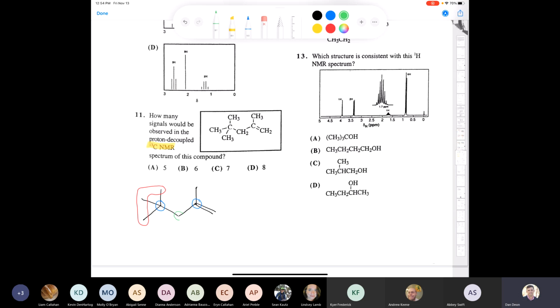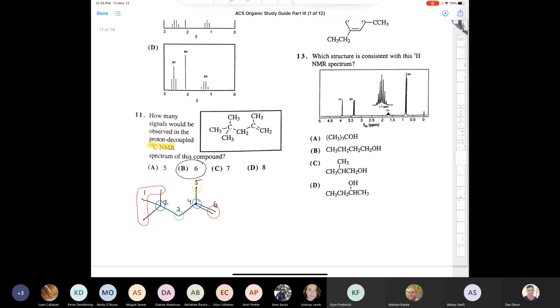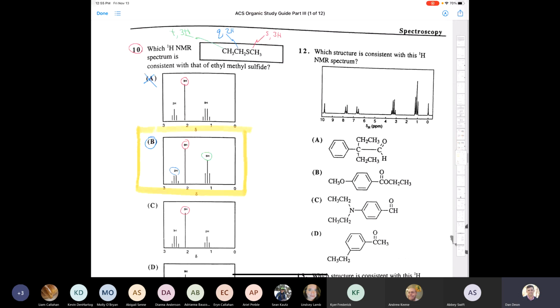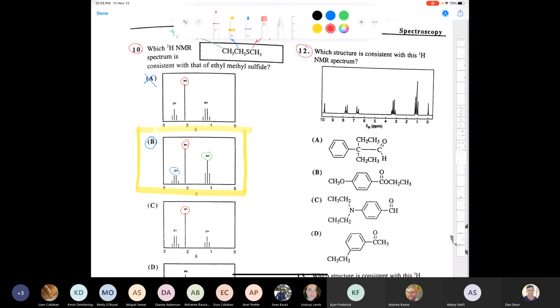This is the only CH2 in the molecule here. Then we have a methyl group all by itself. And we also have this methylene all by itself. This gives us a total of 1, 2, 3, 4, 5, and 6 signals. And so that's our final answer. 6 signals for this compound. Question 12. Which structure is consistent with the proton NMR spectrum? I'll give you a second to look at it.